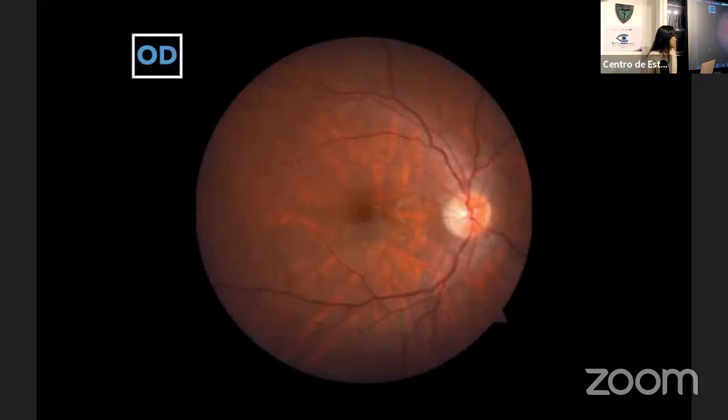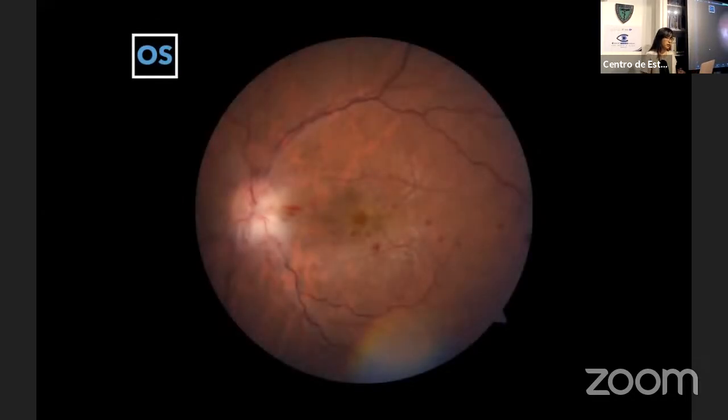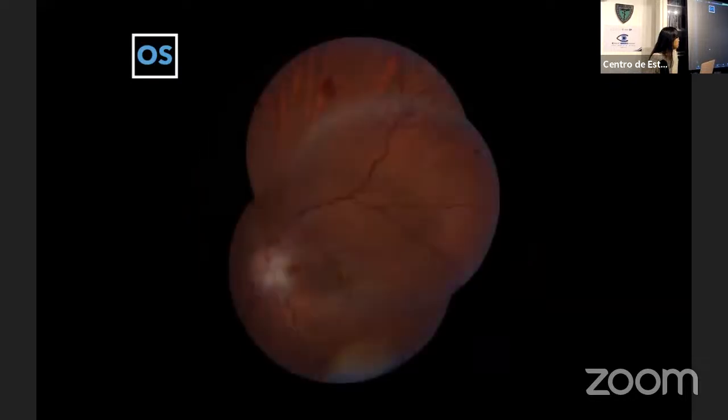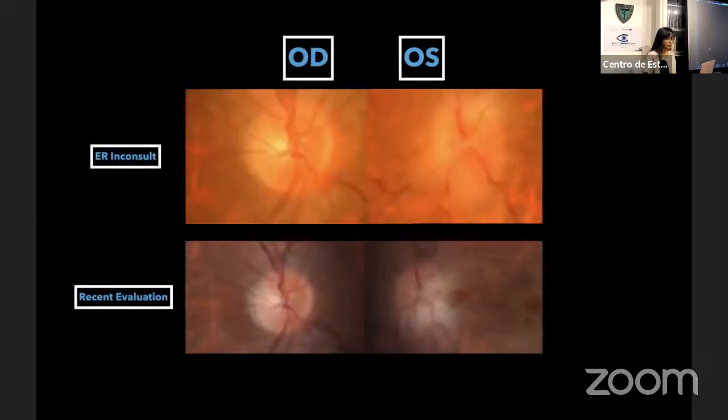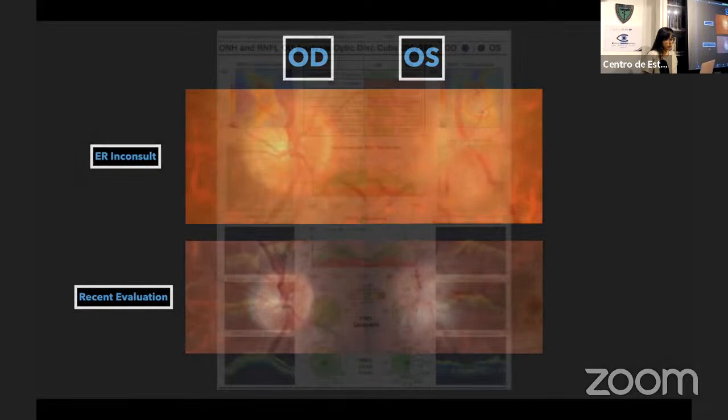So here we can see that the fundus examination of the right eye was still normal. And in the left eye, we can see a worsening of the swelling and more pallor in the inferior area of the optic nerve, and also intraretinal hemorrhages in the posterior pole and in the peripheral retina that show that he was having a central vein occlusion in this left eye. So here we can compare the fundus exam in the ER in-consult and the recent evaluation, showing the worsening of the swelling and the retinal vein occlusion.